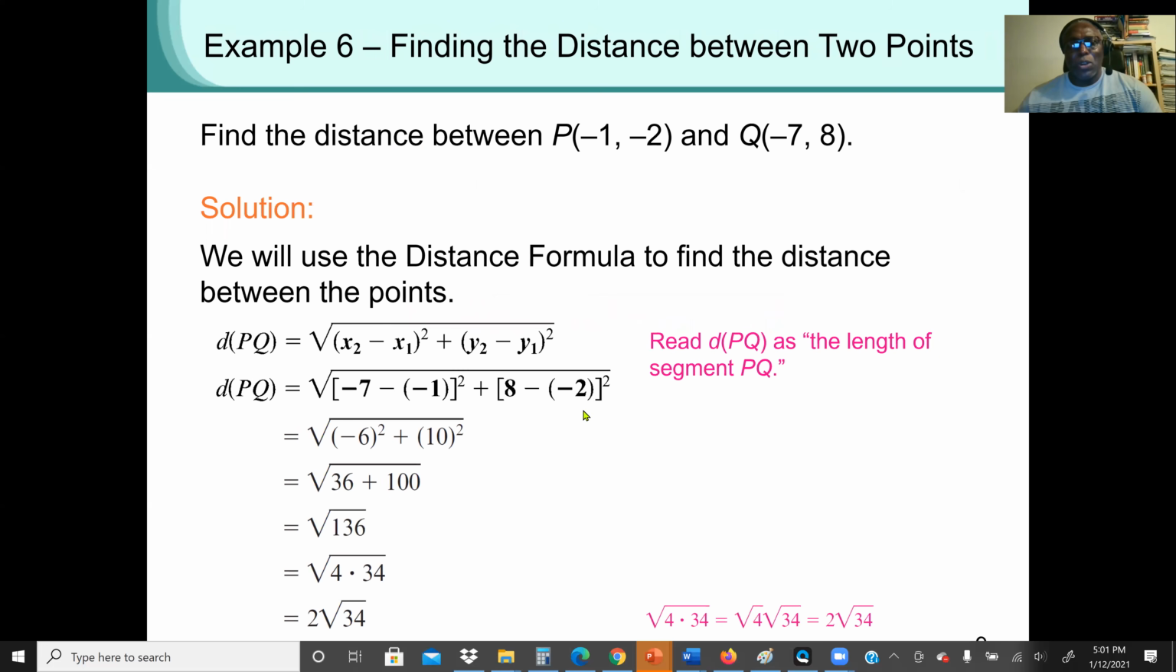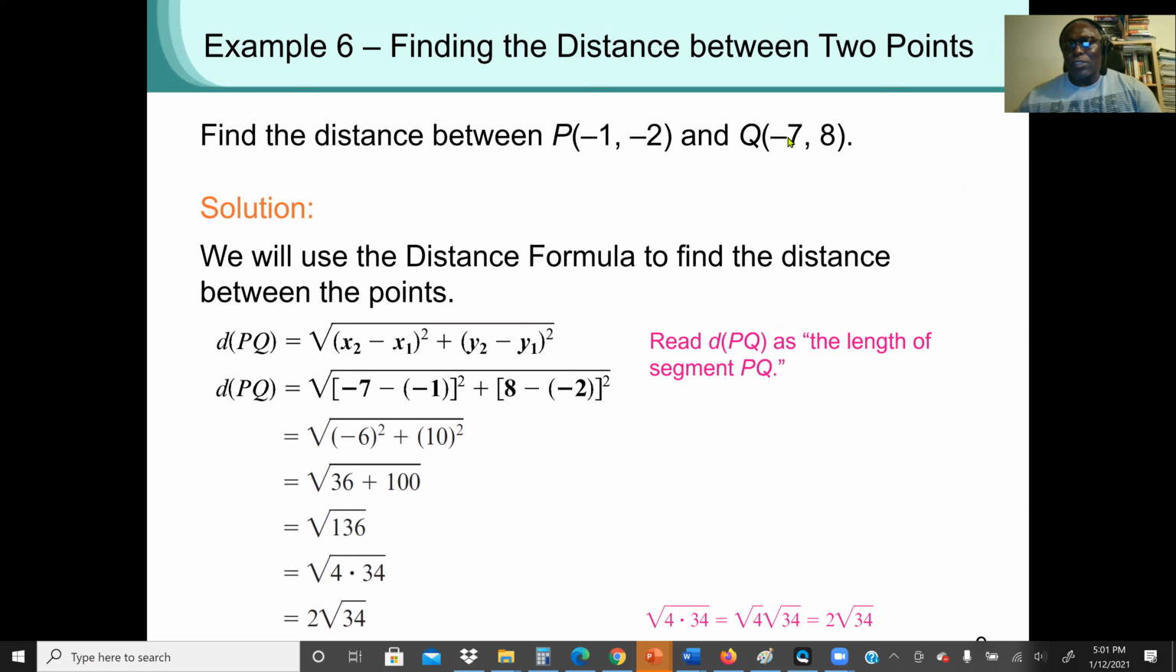So we have an example here. They say we should find the distance between the point P and Q. P has a coordinate of X is -1, Y is -2. Q point, we have X is -7, Y is 8. Now, to find the distance between the 2 points, we need to plug in the values.